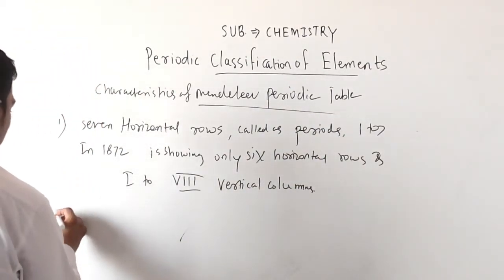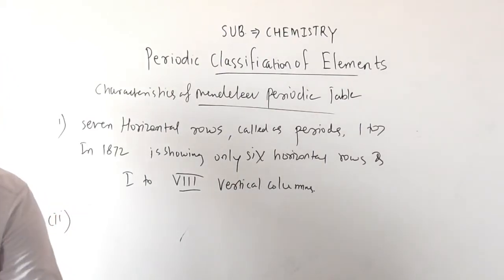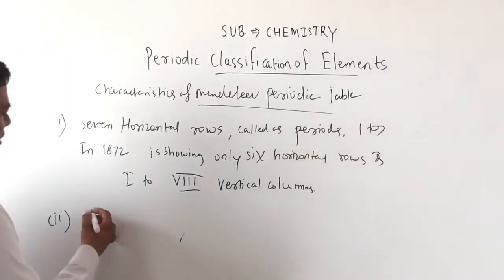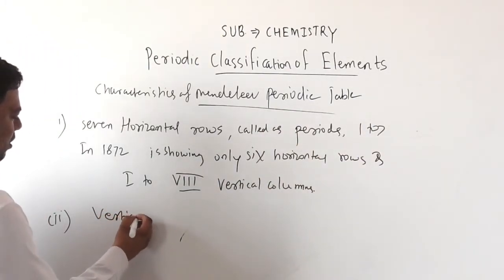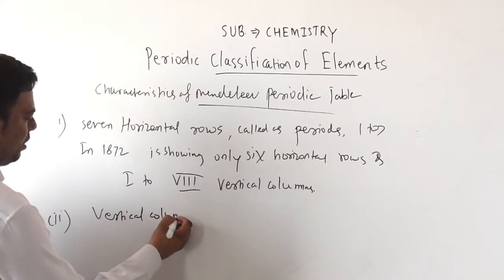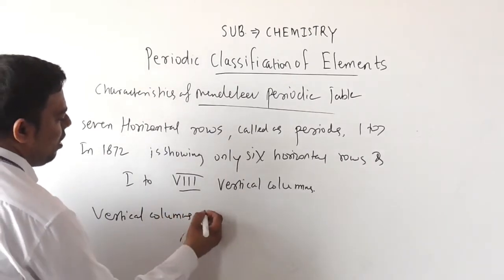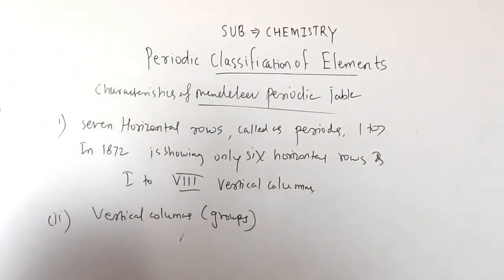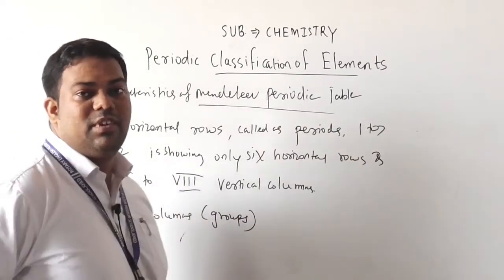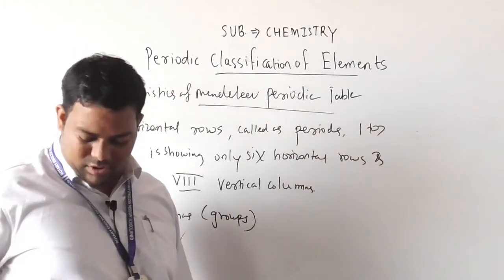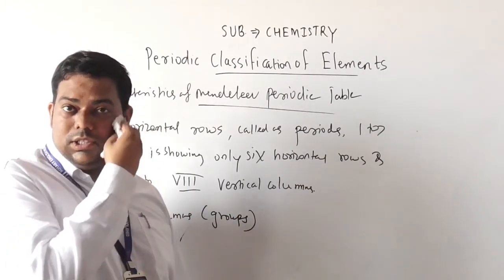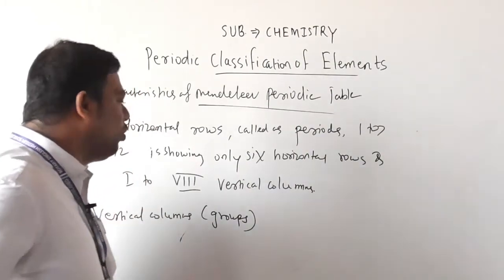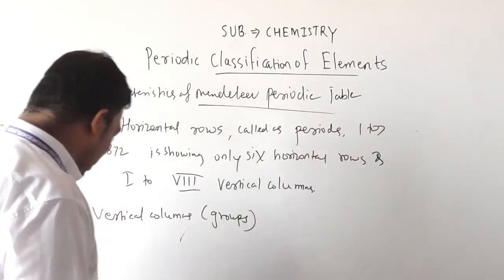Now second, vertical columns, we call them groups. How many? 1 to 8 groups at that time. When Mendeleev started his work, only 63 elements were known, so at that time only 8 groups.